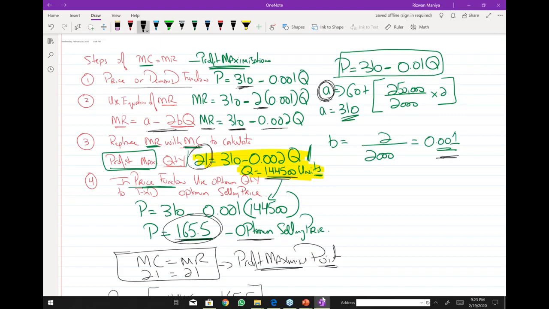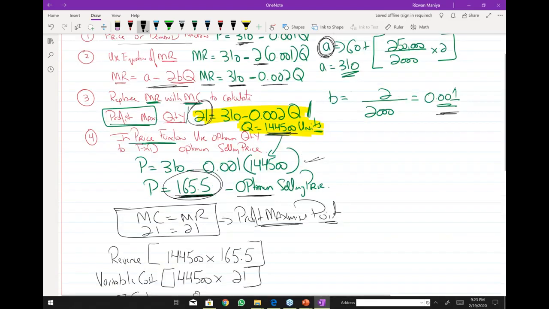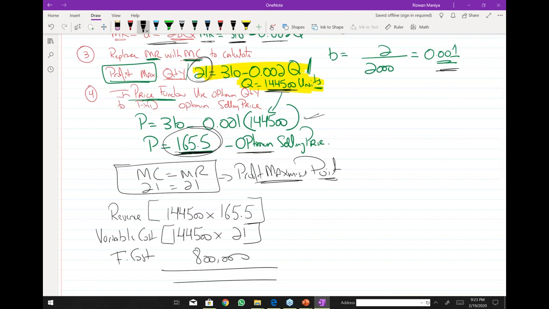So MC is 21 as we just worked out in the previous part, and just work back this equation and you will get a quantity of 1,44,500. So this quantity you will input in the price function to work out the price, and this is the price you have. So you can work out the profit as well: the units multiplied by the selling price, units multiplied by the variable cost, and deduct the fixed cost.